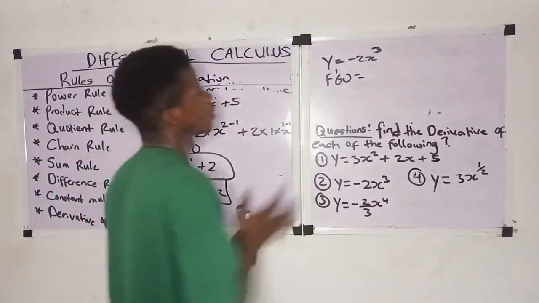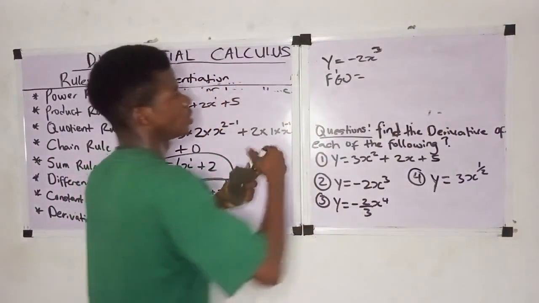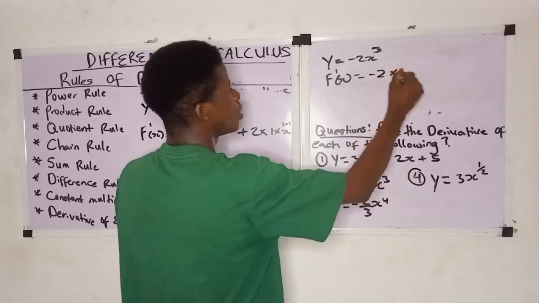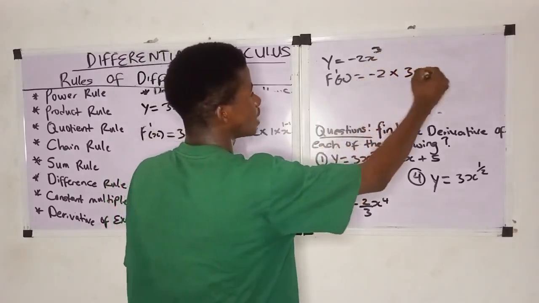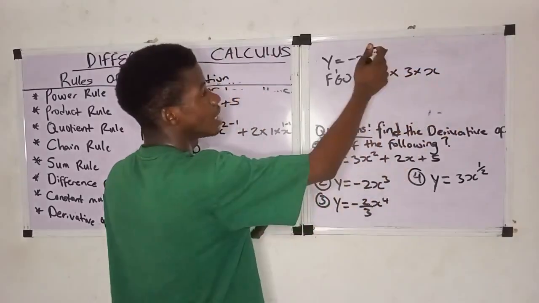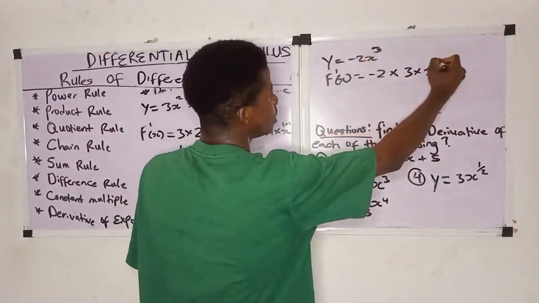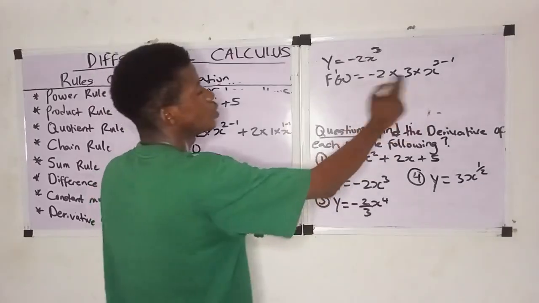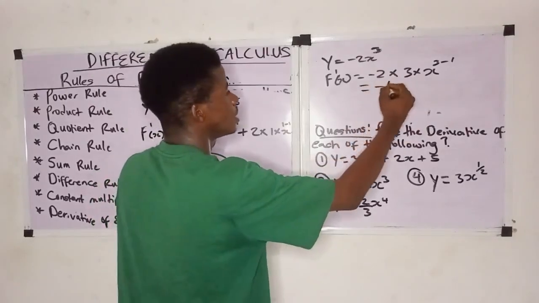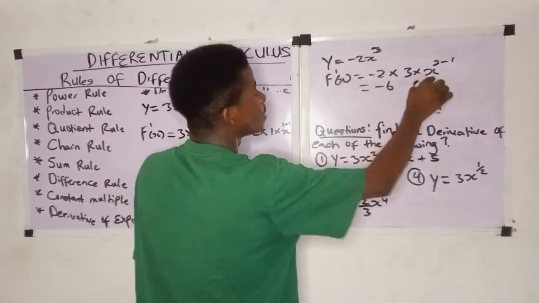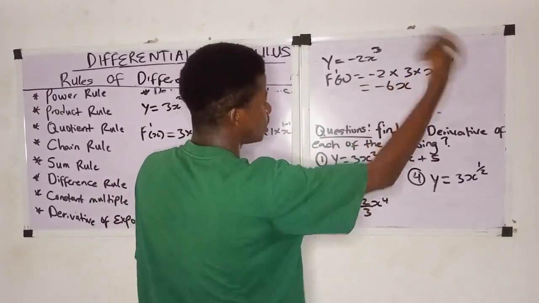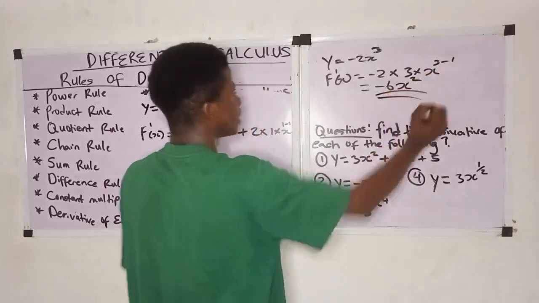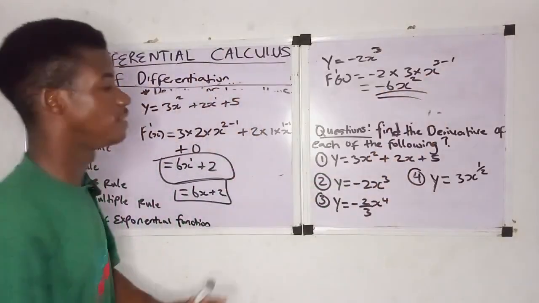So let's continue. What am I going to do? We multiply the variable by the power, right? 3 times s, which is the variable. Then we subtract 1 from the power, so 3 minus 1. Minus 2 times 3 will give us minus 6. Minus 6 times s will give us minus 6s. Then we subtract 1 from 3 will give us 2, right? So this is our answer. So the power rule is very, very easy, okay?